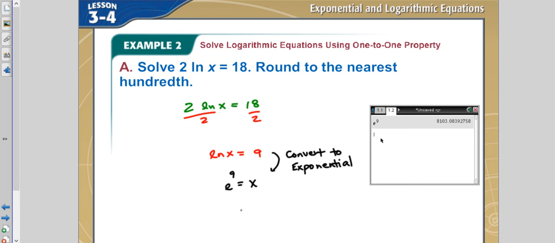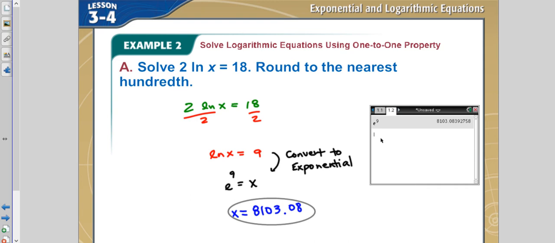And so now we got our value. We have that x would equal 8103, and this says round to the nearest hundredth. That would be the second decimal place, because hundredths have 2 zeros, and this would be our answer.